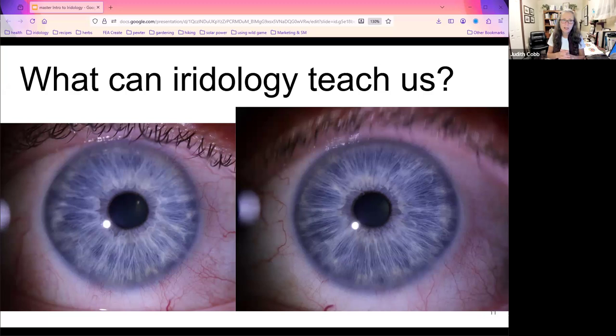So constitutionally, her irides suggest a predisposition to leaky gut. Even though she has no gut symptoms, her allergies suggest that we should work on healing her gut with something like collagen or bone broth or meat broth. After a course of that, we may want to consider continuing to support her digestion at the stomach level with some betaine hydrochloric acid.